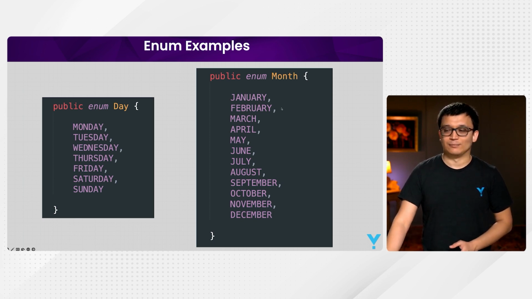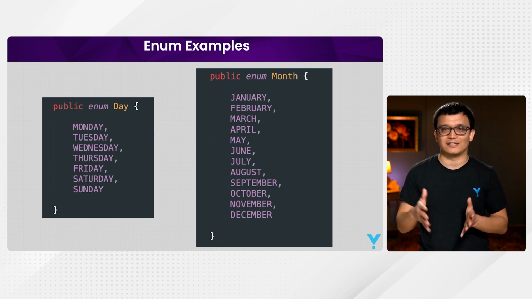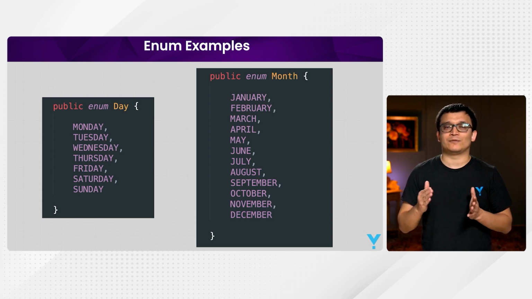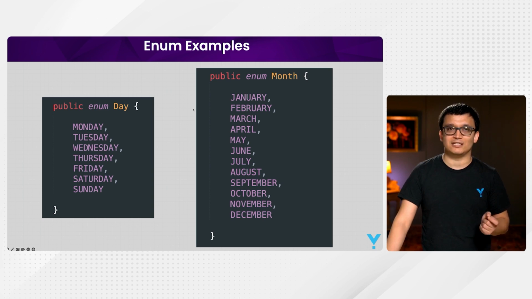And here's another example of the enum for the months. So there are 12 months, okay? It's a fixed set of constants. And if I want to create an enum that only accepts one of those 12 values, then this is how I can create the enum. Now let's do a couple examples of this enum in IntelliJ, in our program.